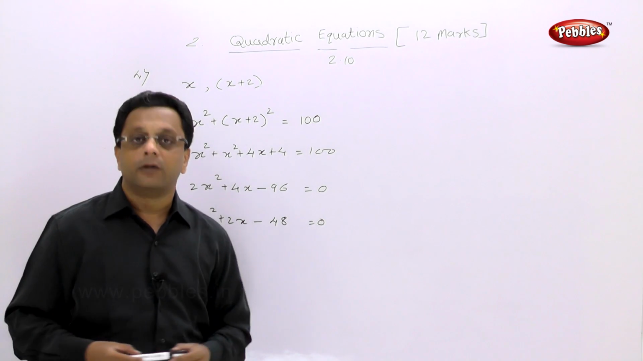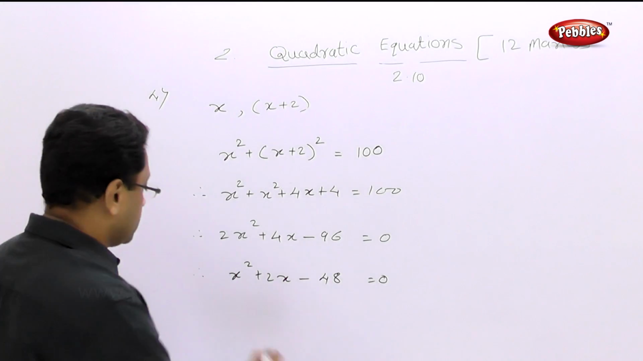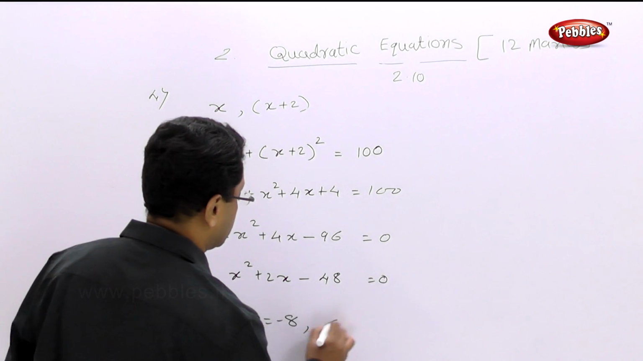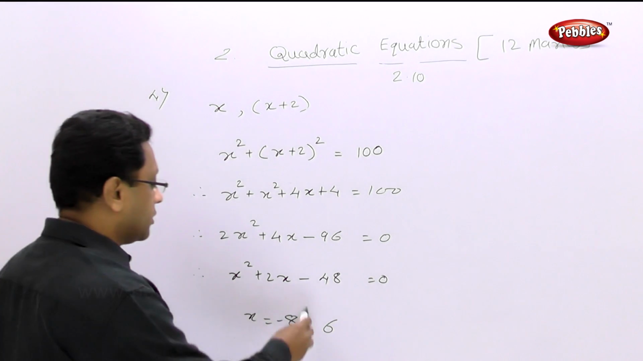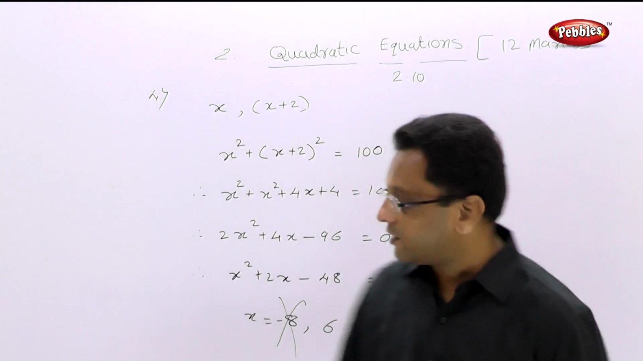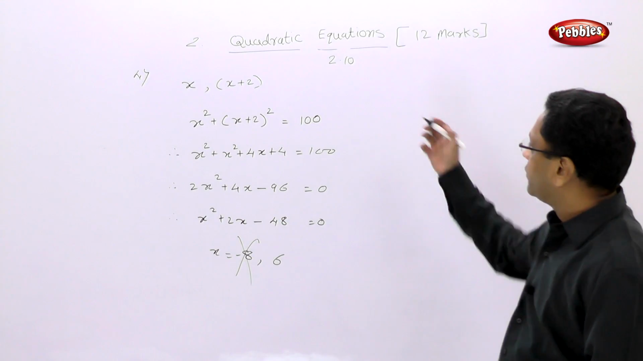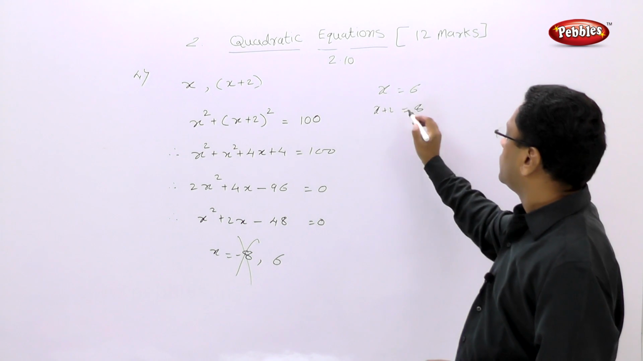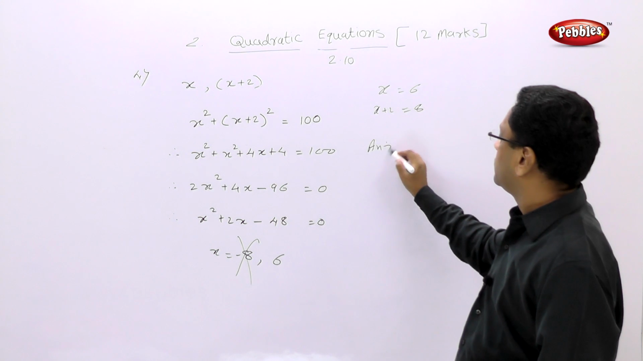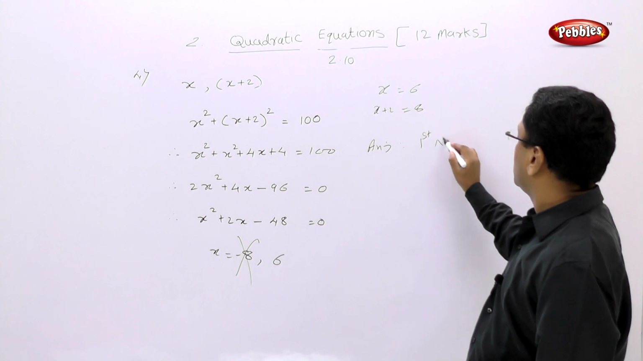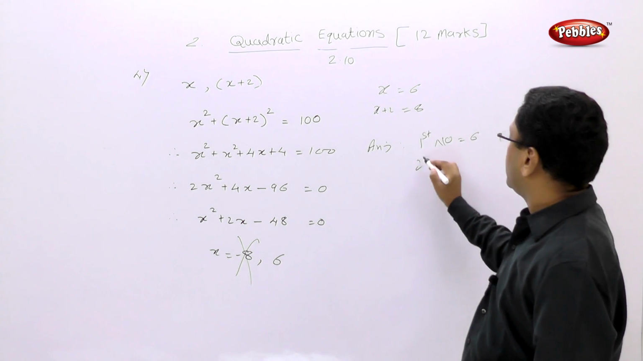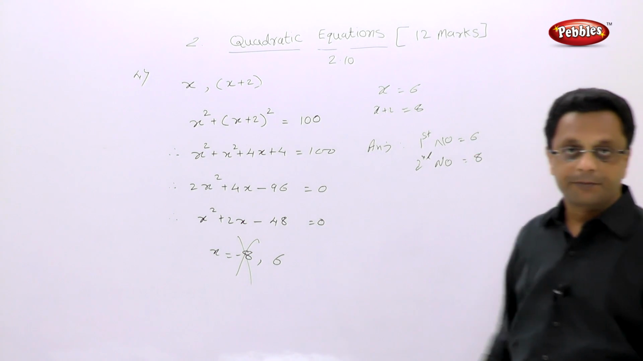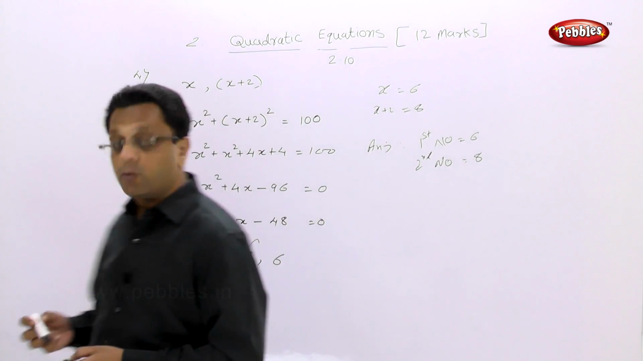Pause your video now. The value of x is minus 8 or 6. As we know that minus 8 is not acceptable, 6 is the number. So you can find out x is equal to 6, x plus 2 is equal to 8. So you can write down as an answer, first number is equal to 6 and second number is equal to 8. Let's go ahead and solve a few more examples.